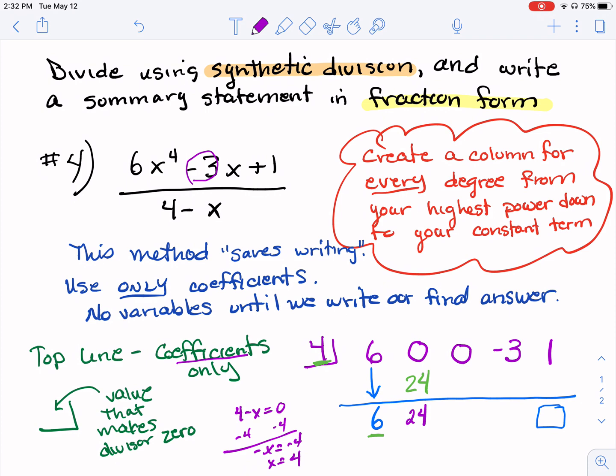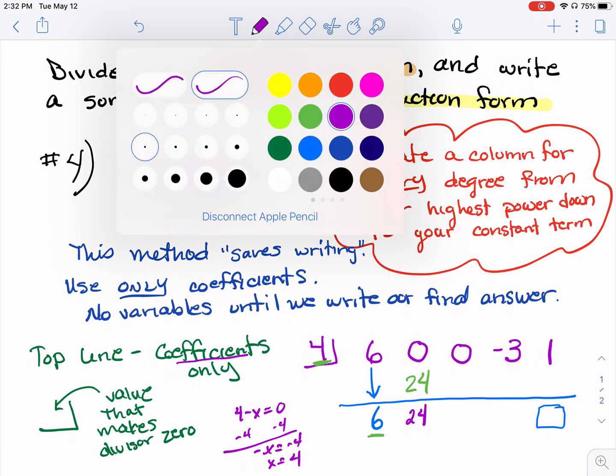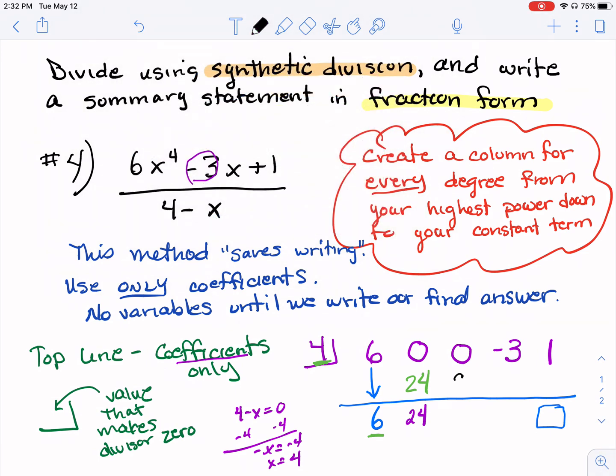Now I'm going to multiply again. I'm going to take this 4 times 24. When I multiply 4 times 24, we're going to get 96, and I just did that on a piece of paper on the side. I can't do that in my head.